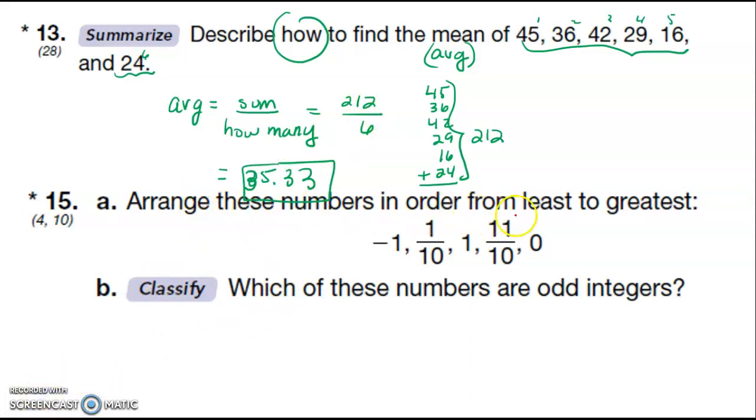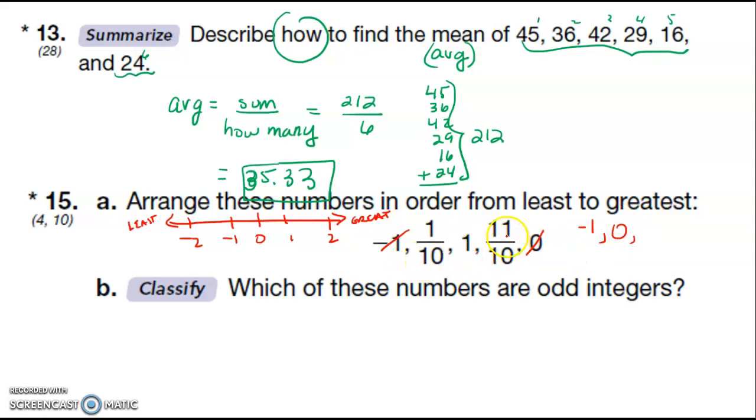It says arrange these numbers in order from least to greatest. So if I have a number line, just keep this in mind. This is 0, this is 1, this is 2, this is -1, this is -2. Over here is the least. Over here is the greatest. Okay, so the least number I have is -1. So I'll cross that out. And then the next least number is going to be 0.